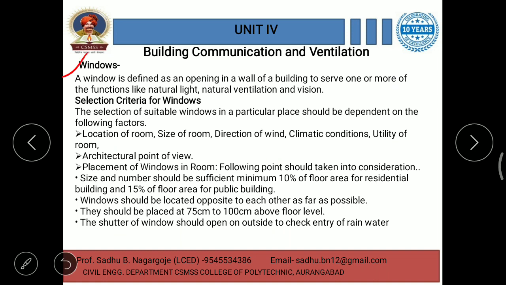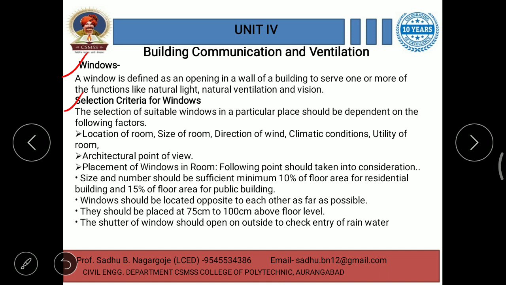So first of all, what is meant by window? A window is defined as an opening in a wall of a building to serve one or more of the functions, and those functions are to provide natural light inside the building, then natural ventilation and vision. That is the major purpose of providing windows in the building.